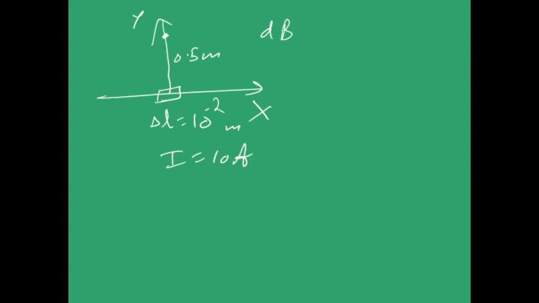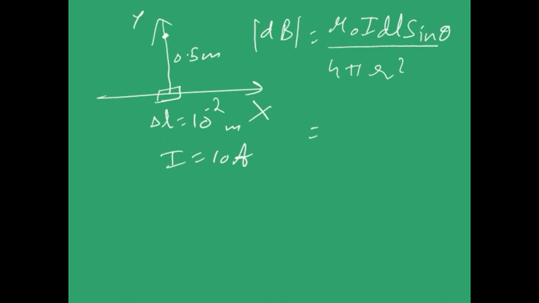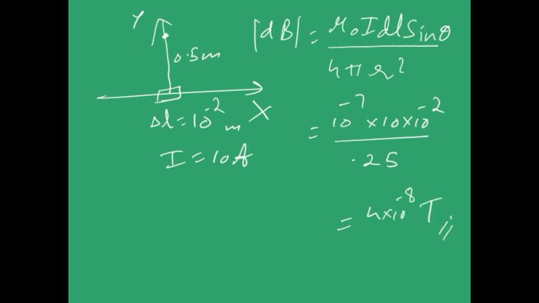Now just use the formula to get the magnitude. You can just write it as mu naught I dl sine theta, where theta is the angle between the dl vector and radius vector, by r square. Okay, mu naught by 4 pi, of course here it is 4 pi. Mu naught by 4 pi will be 10 power minus 7, and current is 10, dl is 10 power minus 2, sine theta is 1 anyways because the angle is 90, and here you have 0.25, which is r square. We'll get it as 4 into 10 power minus 8 Tesla. Okay, and the direction, it is given by again the right hand rule.